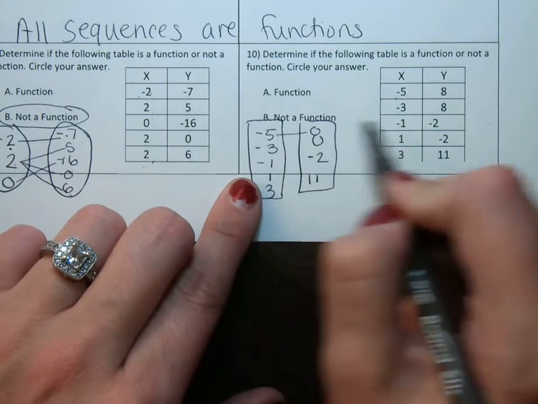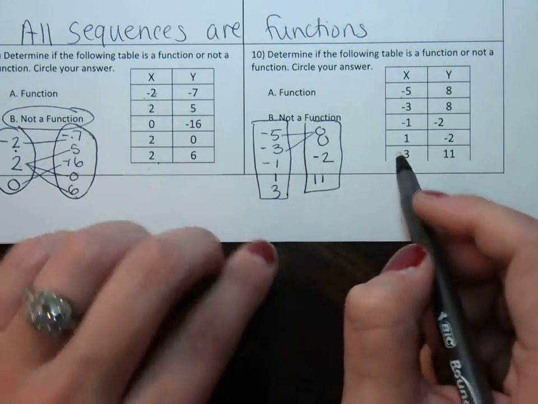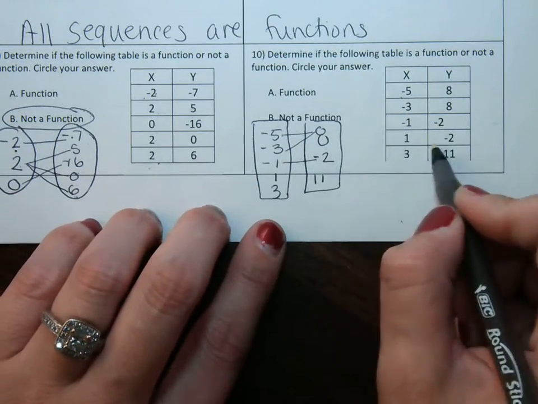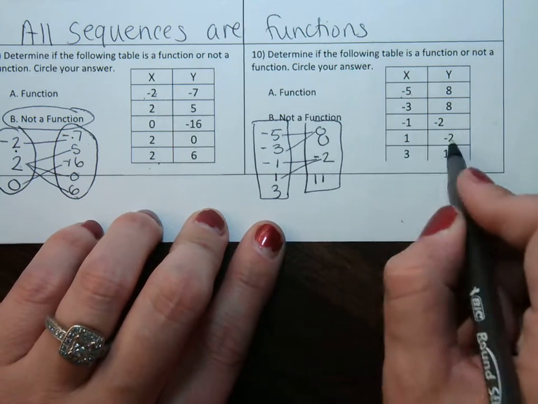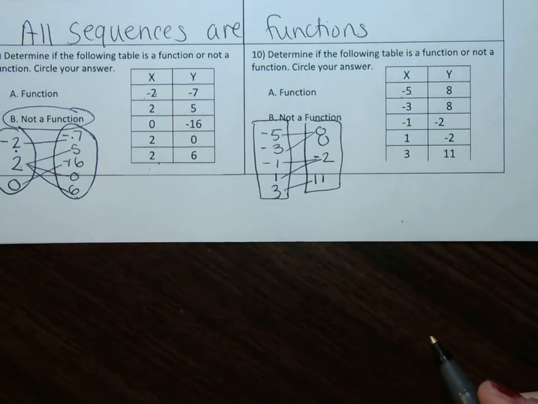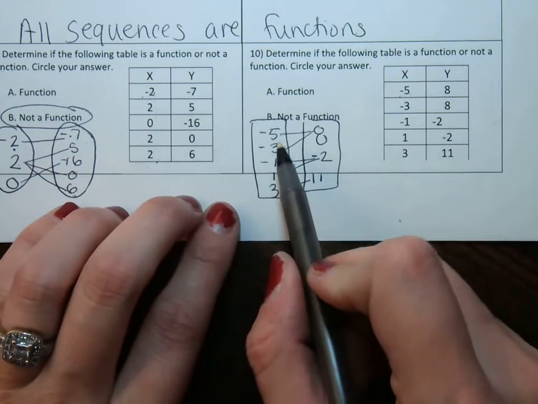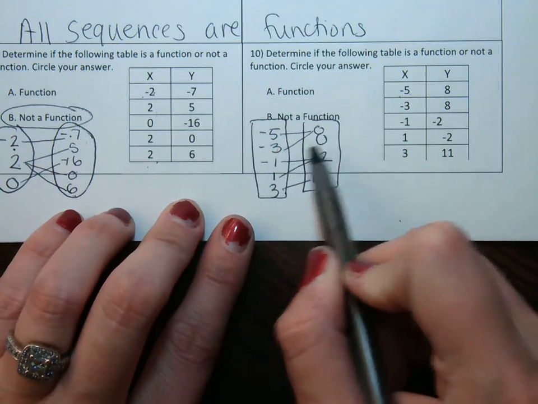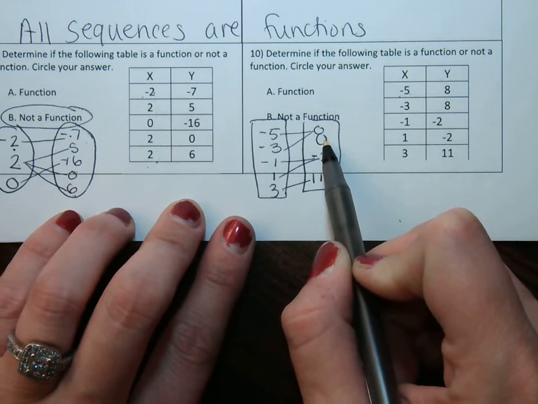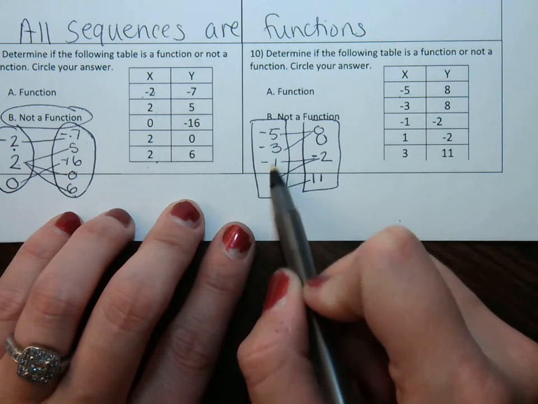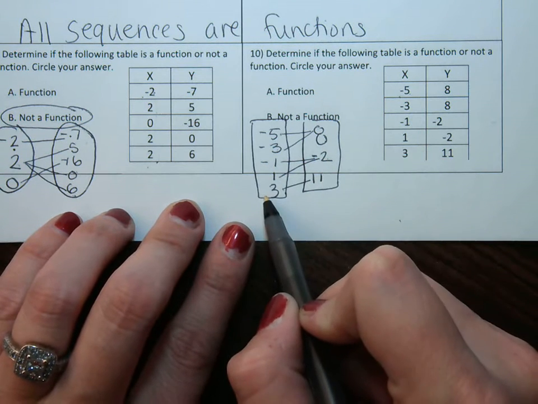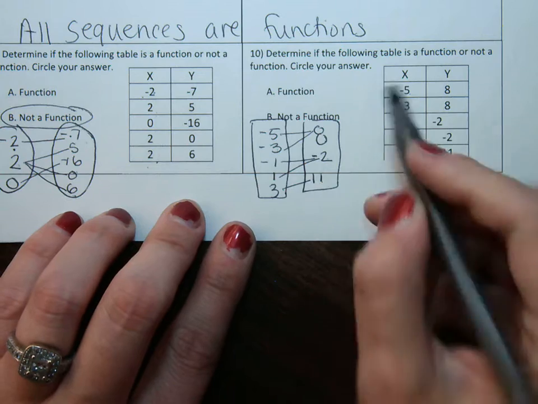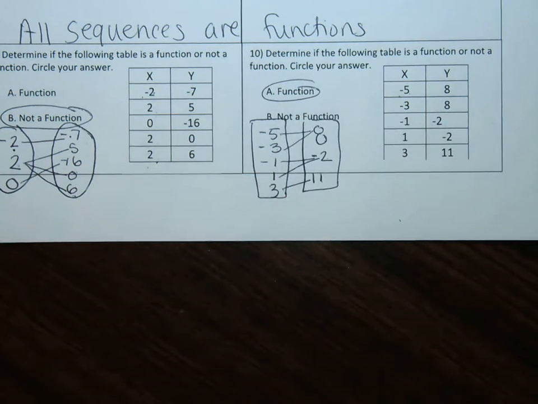Negative 5 went to 8. Negative 3 also went to 8. Negative 1 went to negative 2. 1 went to negative 2. And 3 went to 11. We need to ask ourselves, can 2 buttons give me 1 soda? The answer is yes. 2 buttons can give you 1 soda, and 1 button can give you 1 soda. So this is going to be a function. Going to the next page of our review.